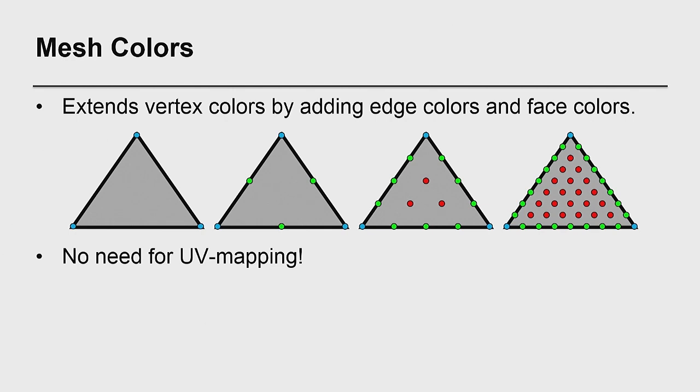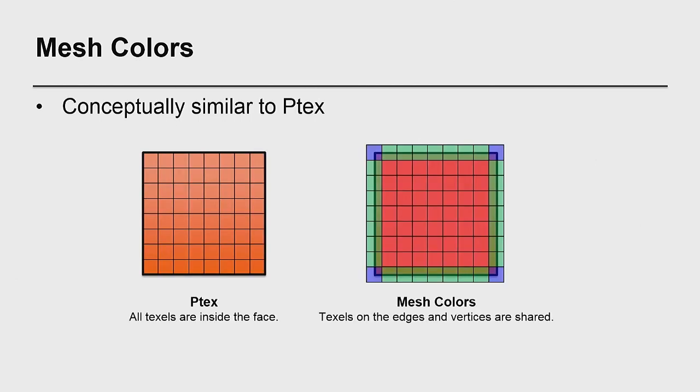With one higher resolution, you're going to have colors exactly at the centers of the edges. With one more higher resolution, you're going to have face colors along with edge colors as well. And you can have any arbitrary resolution that you want, right? Again, just like PTEX, there's really no need for UV mapping. So how does it compare to PTEX? It's actually very, very similar. The only difference is the way that the colors are placed.